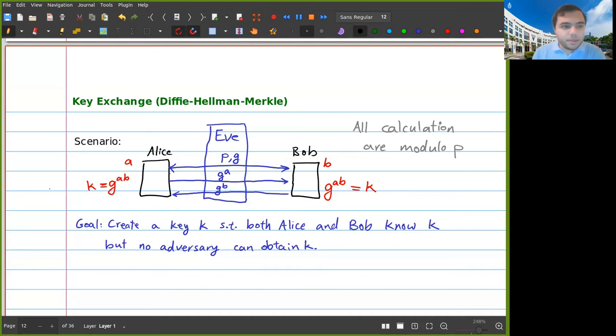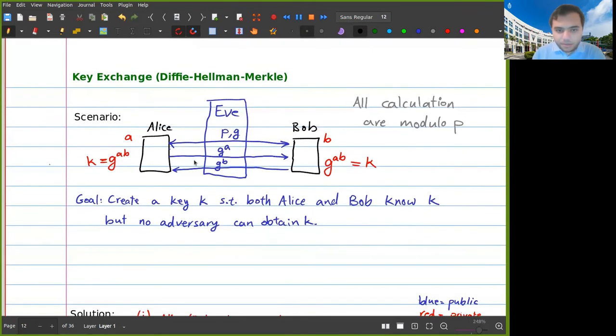Okay? So this is how we could do key exchange.